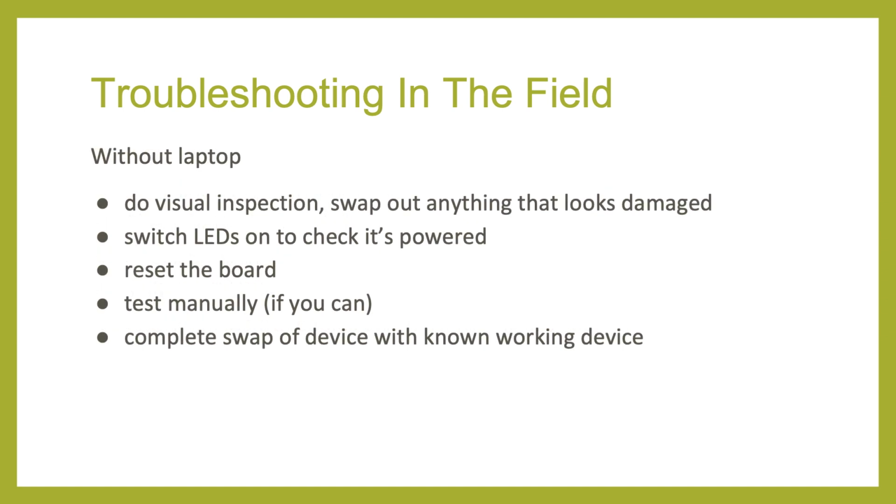If we don't have our laptop, we do the visual inspection and swap out anything that looks damaged. Then we'll switch the LEDs on to check it's powered and reset the board. If we can, we'll test the board manually if there's a test button on it. However, if the device is down and there's nothing obviously wrong with it, we generally just swap it out with a known working system, so we can take it back and debug it with our laptop at base. These tips are quite general, mainly because the specific debugging process depends on the system and what you have access to and how long you're going to be there. But hopefully there's some useful information there.